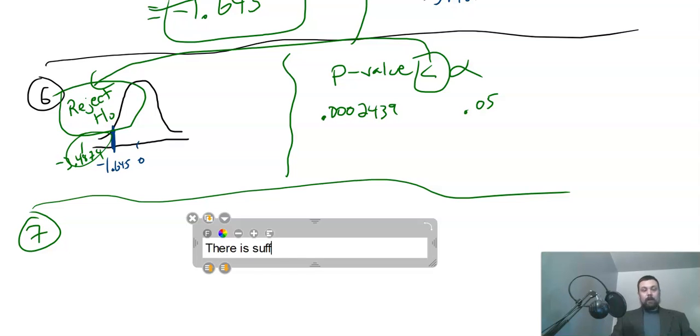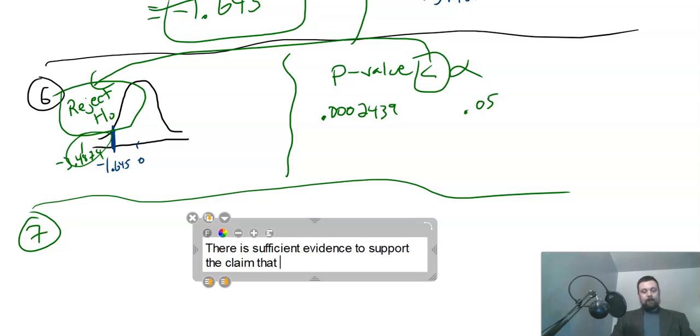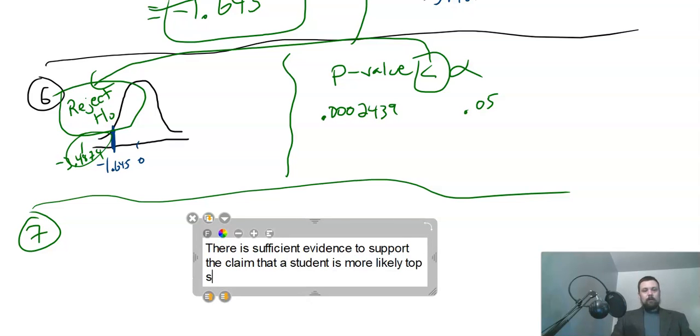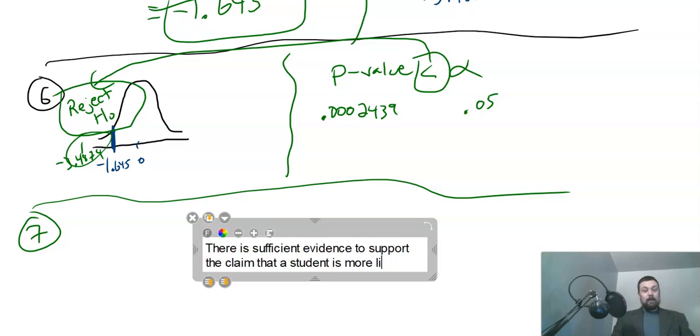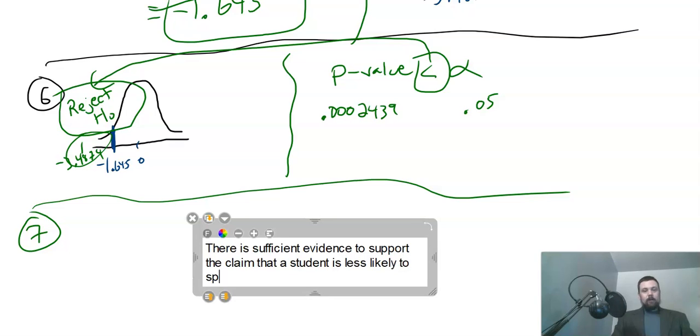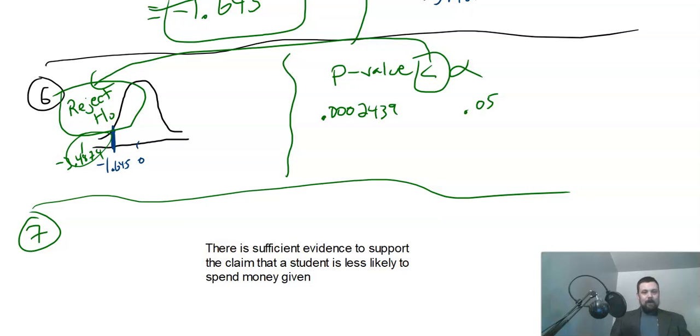There is sufficient evidence to support the claim that a student, I guess, is more likely to, or sorry, it was actually less likely, right? That a student is less likely to spend money given large denominations.